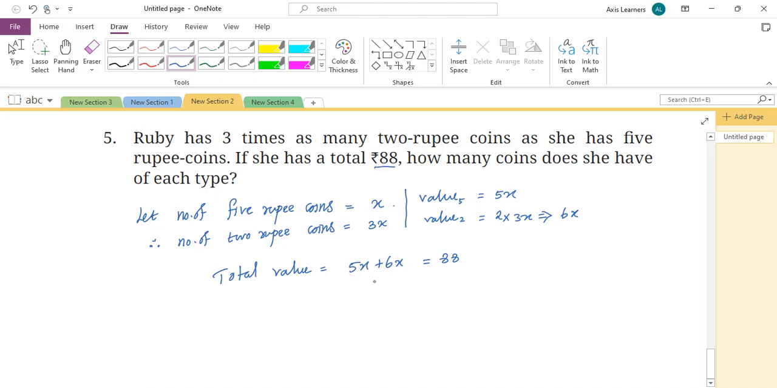So 5x plus 6x is 11x. 11x is equal to 88. Then x will be 88 divided by 11, which is equal to 8. Okay, so if x is equal to 8, how many coins does she have of each type? So x is the 5 rupee coins, and the other one is the 2 rupee coins. So x is equal to 8. So 3x is equal to what? 3 into 8, 24.